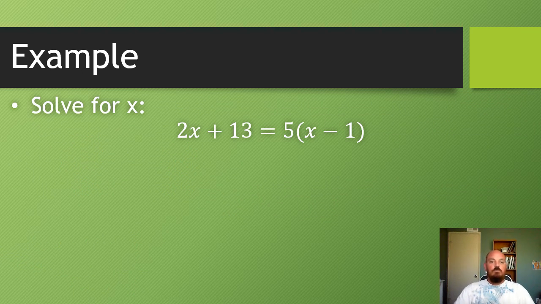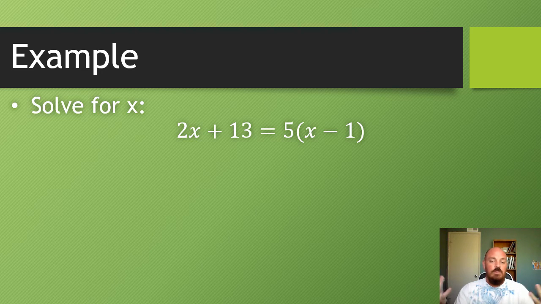We're going to solve this problem for x right here. We have 2x plus 13 equals 5 times, and then parentheses, x minus 1. So order of operations tells us we have to do the parentheses first. Now, the first time we did order of operations, there weren't variables, it was just numbers. So if in the parentheses, instead of x minus 1, it said like 5 minus 1, then just do that. 5 minus 1 is 4. Well, see, we don't know what x is. So we're going to have to do the parentheses a different way.